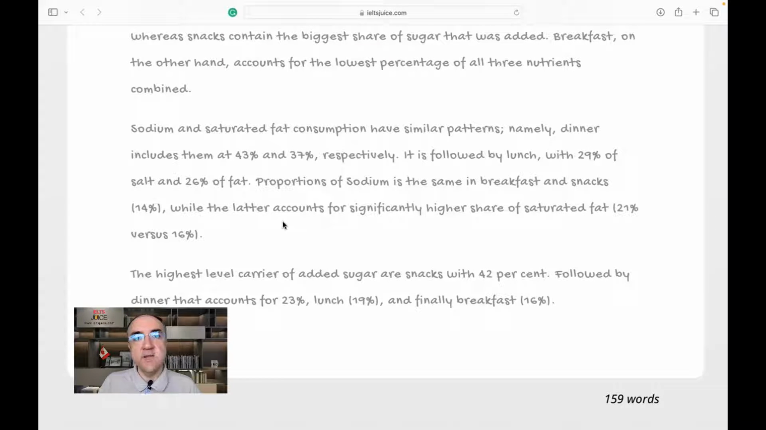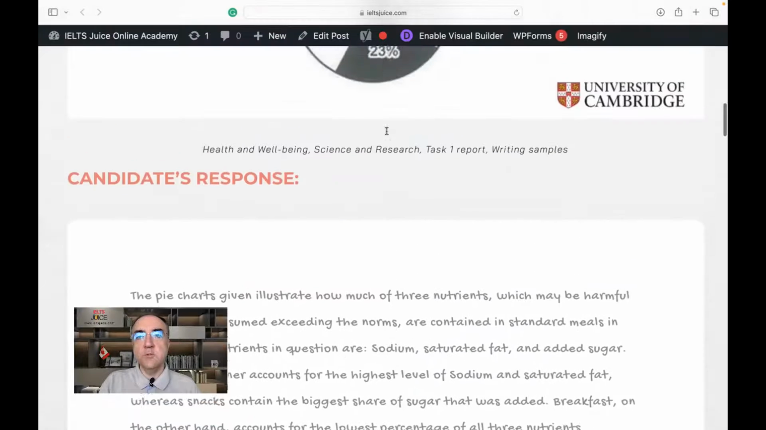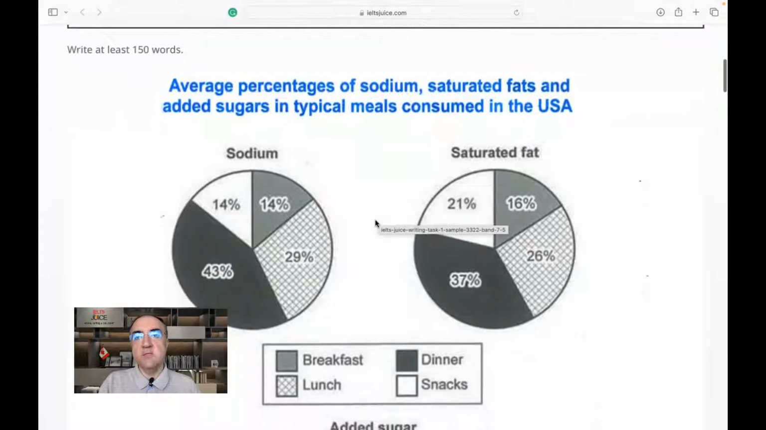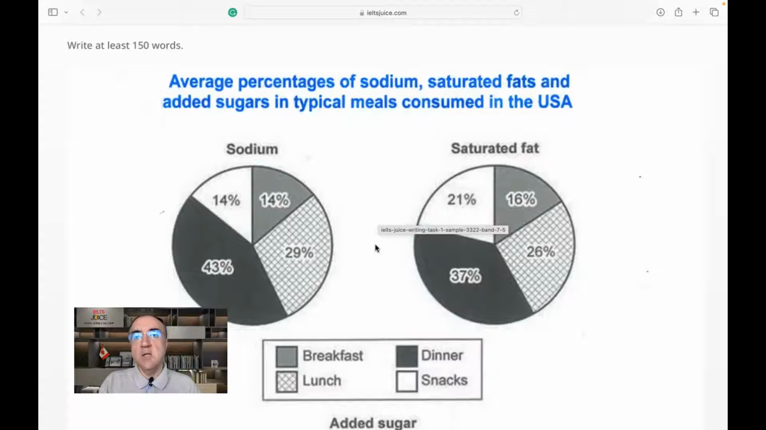Sodium and saturated fat consumption have similar patterns. We are using present simple tense because, as you also noticed, there is no time frame here. It doesn't say anything that this was in the past. And don't be fooled by this ed here. In typical meals, which were consumed, have been consumed, are consumed, all of them are there. And we can get that bit of information. So this is not past simple tense.